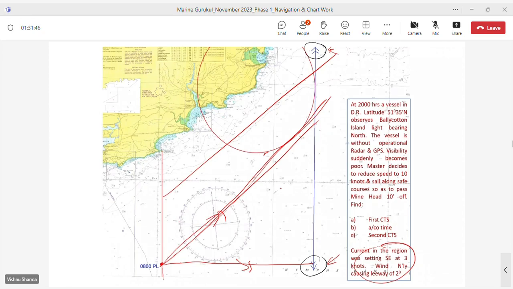Yes, sir, I understood, sir. Yours is much safer. Better, what does the question say? Master decides to reduce the safety margin and sail along safe courses, right? Yes, sir. Safe courses. Correct? Okay, understood, sir. I am not saying you can't go.